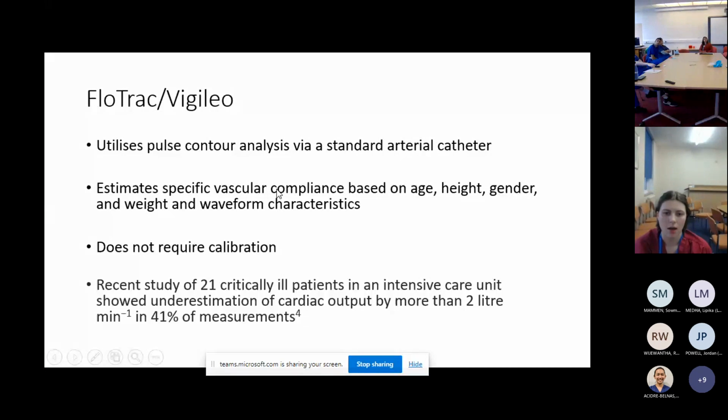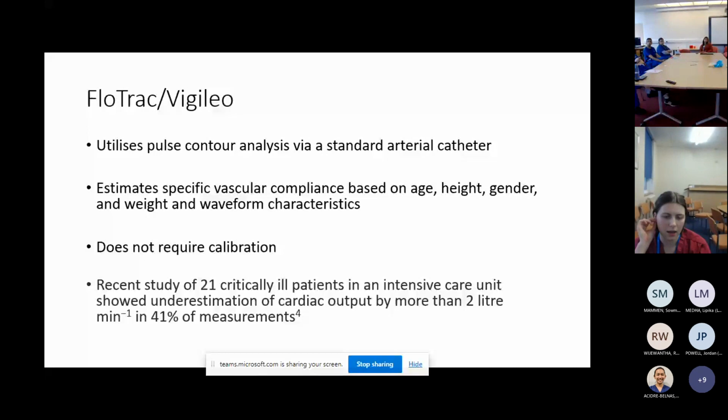And the third one of these is FlowTrack, which uses pulse contour analysis as well, but it doesn't use calibration. It basically just uses an algorithm to try and adjust for the arterial compliance and to try and keep it accurate. Unfortunately, studies have shown that it's not that good at calculating the absolute measurement of cardiac output, and it has been shown to underestimate by more than 2 litres, which obviously is a significant underestimation if you had a cardiac output of, say, 4 litres rather than 2 litres.